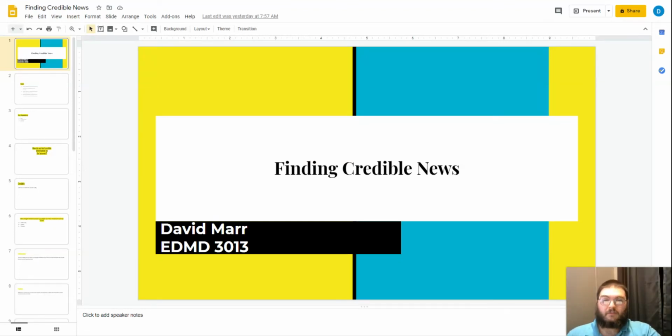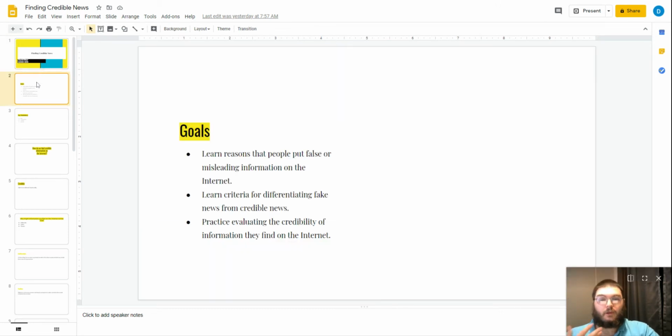Hello, my name is David Marr, and today we are going over an important part of media literacy, which is finding credible news. First, the goals of this are that we will learn the reasons that people put false or misleading information on the internet. We will learn how to tell the difference between fake news and credible news, and we will practice those skills of recognizing credible news as opposed to fake news.